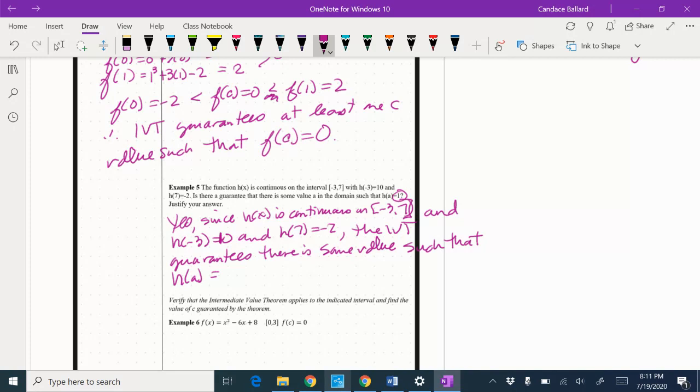So they said 1. Let's just double check. Is 1 between 10 and -2? It definitely is, because -2 is less than 1 is less than 10. I wrote it a little differently. You get the idea across, though.